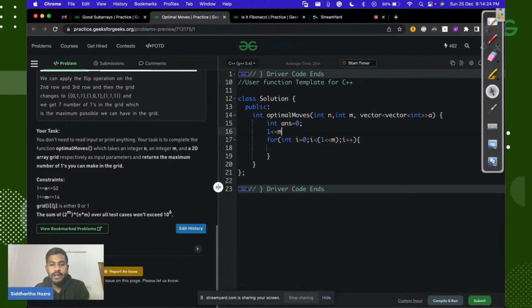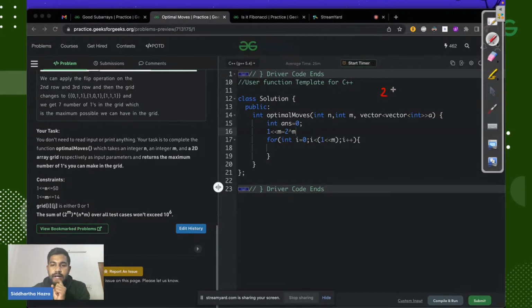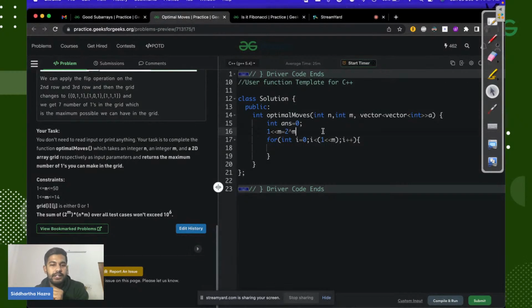1 << m is nothing but 2 to the power m. Okay, how is it? I would tell you that also. So see, 2 to the power 2, I would simply have 1 0 0. This is nothing but 2 to the power 2, that is 4. 2 to the power 3 is 1 0 0 0. This is 8. That is how it is. Just remember this. These are some bit masking tricks that you need to understand.